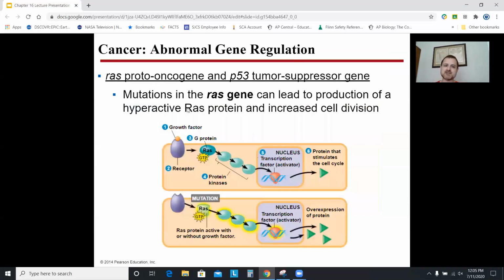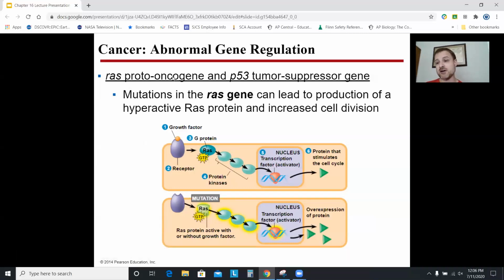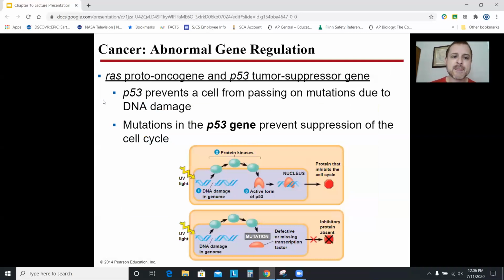So here I have the RAS proto-oncogene, and this top one is normal. A growth factor binds to the receptor. It activates the G protein, which is the RAS protein, a type of G protein. And it turns on the protein kinases, which turn on a gene in the nucleus, a transcription factor that turns on the cell cycle. This is normal. If I mutate that G protein and form a RAS protein that is always turned on, and I amplify this big time, you overexpress that transcription factor and the cell divides way too much. So the RAS proto-oncogene is normal, we need it. If I mutate it, you call it an oncogene, and that can lead to cancer.